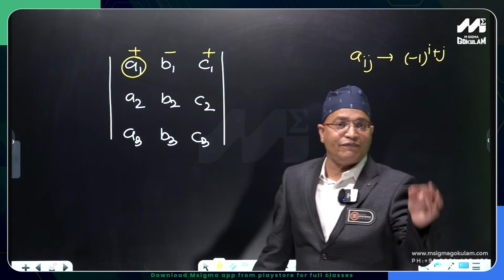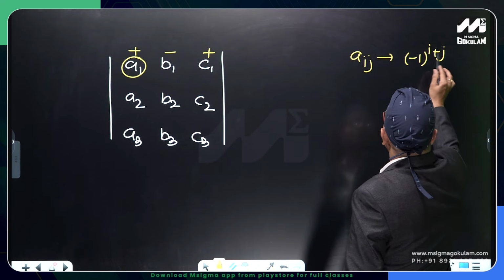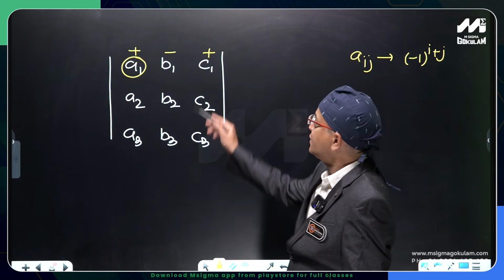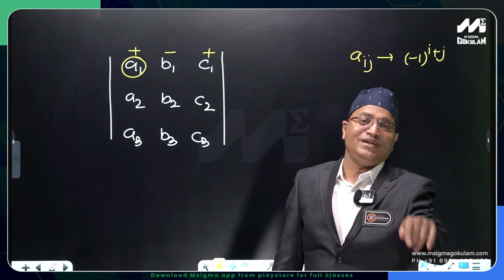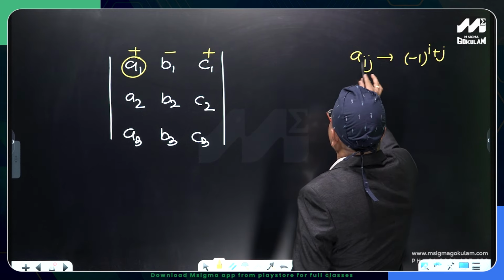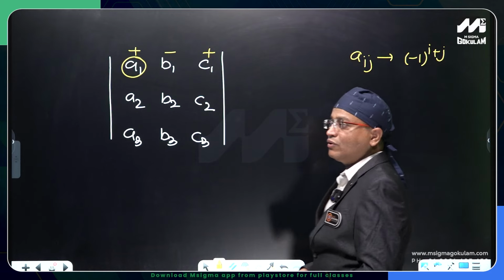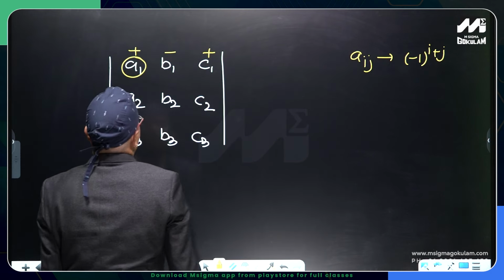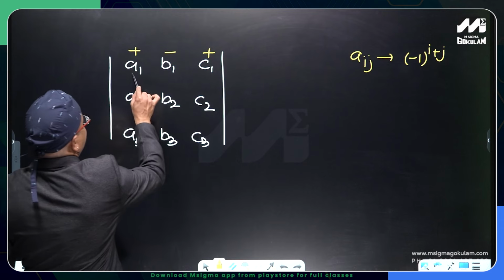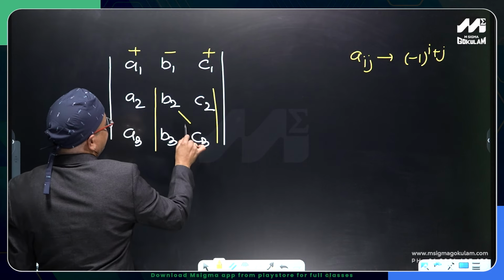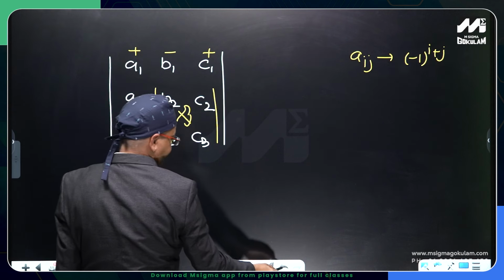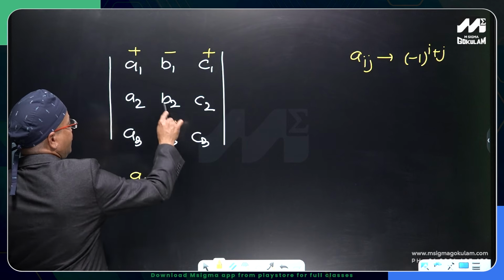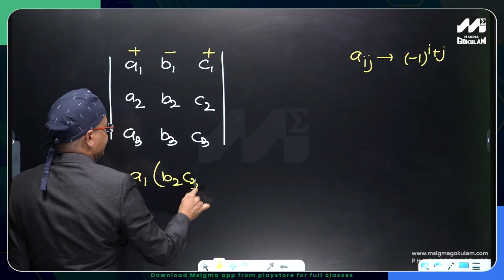Why is it coming minus? This element B1 is in the first row, second column. Minus 1 whole power 1 plus 2, that is minus 1 whole cube, which means minus 1. Into B1, minus B1. Like that we get. So, generally, A_ij is the element and its sign is given by minus 1 whole power i plus j, where i indicates row number and j indicates column number. Okay? Now, how to expand this? Actually, A1 into this determinant: B2 C3 minus B3 C2. So write that only. This is equal to A1 into B2 C3 minus B3 C2.